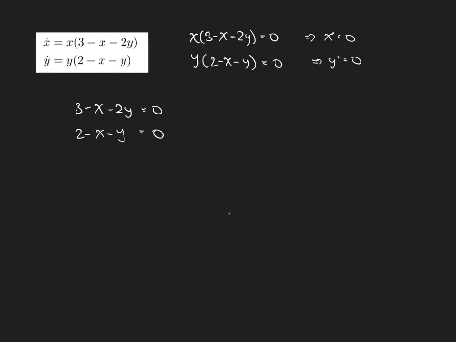Okay, we have to solve this equation. So let's say that y is equal to 2 minus x, because of the second equation. And then we introduce this in the first equation. Then we say 3 minus x minus 2, and then 2 minus x, and then we just derive the whole expression.